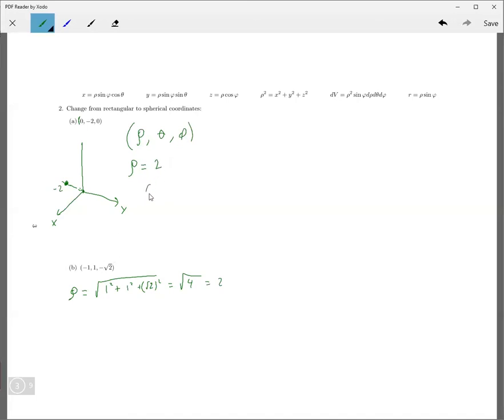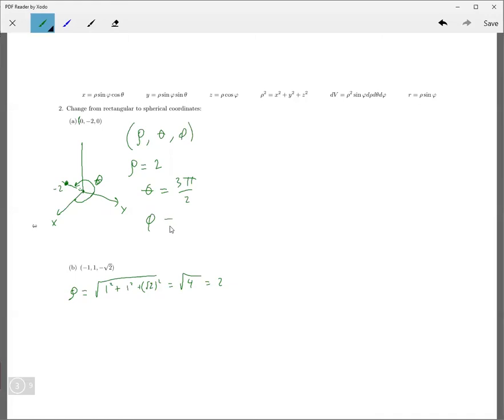Okay, now what's theta? So here's the positive x-axis. Going towards the positive y-axis, it goes that way. We go around here to the backside, and then we come all the way back to there. That'd be 3 pi over 2. Yes, 3 pi over 2.